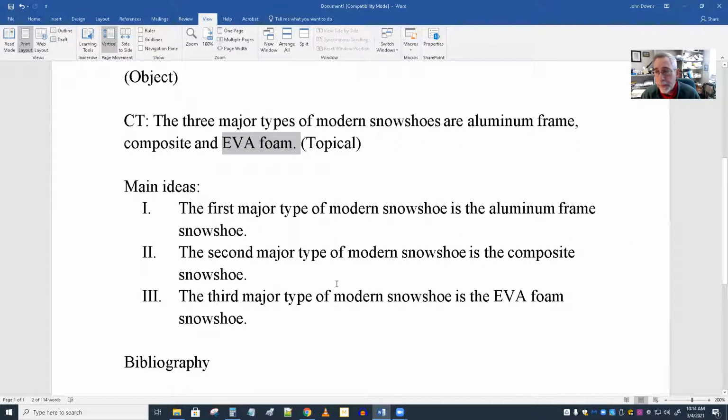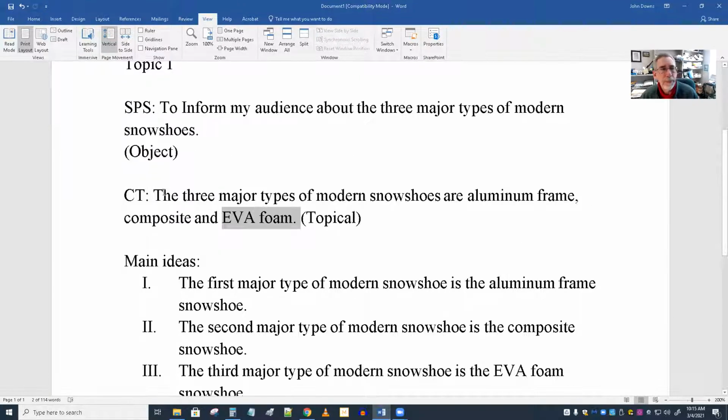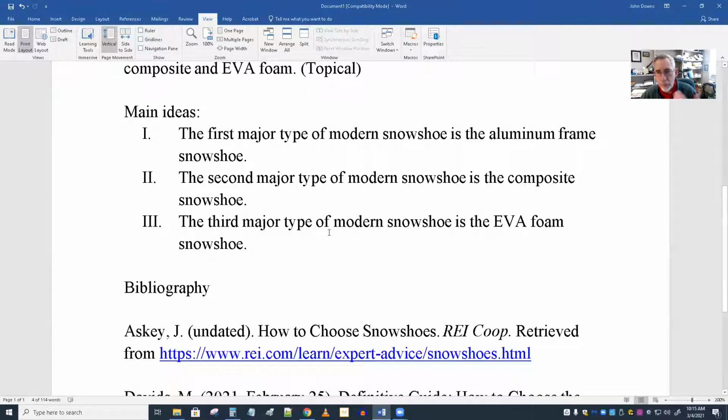This is one of the problems some of you had in your study guides, is you didn't write this all out, or did not use the same language, or did not use the full "to inform my audience" in your SPS. These things are kind of rigid. It just gets you used to doing it.